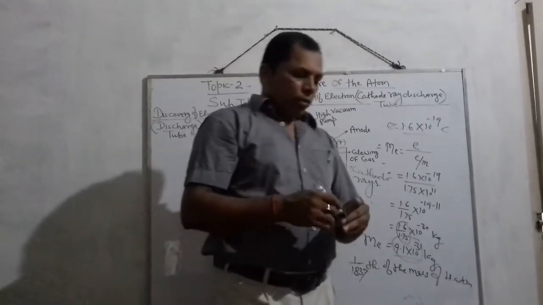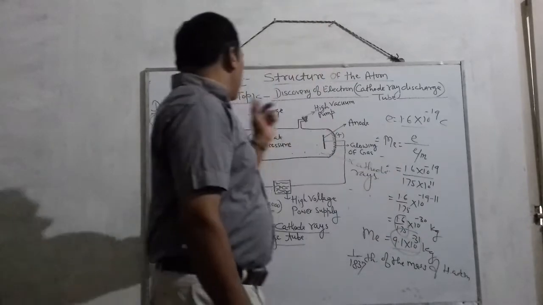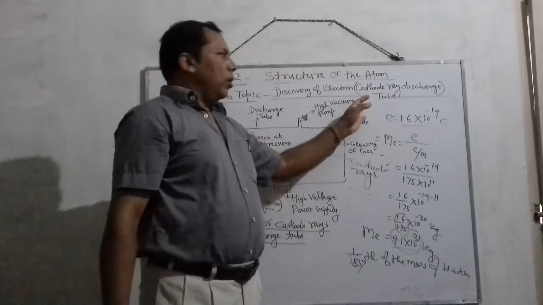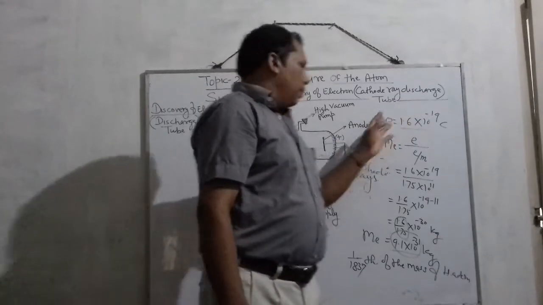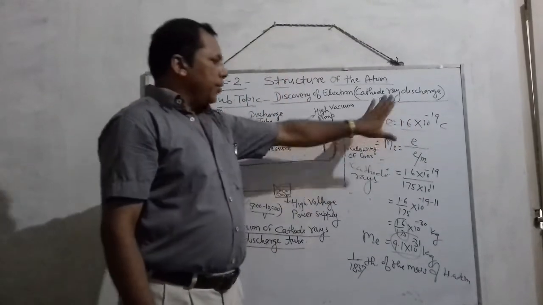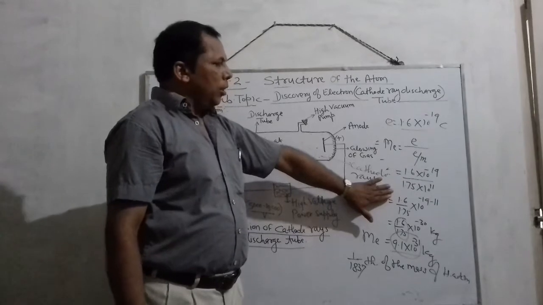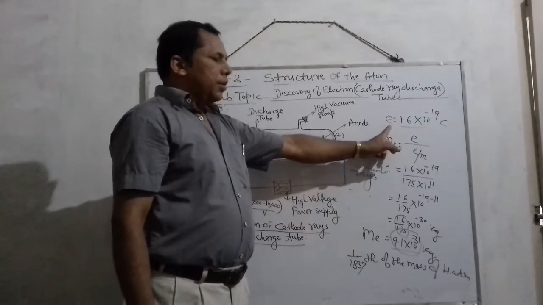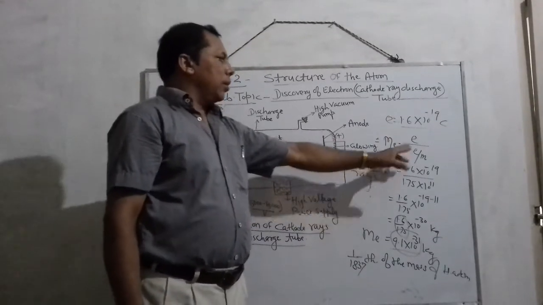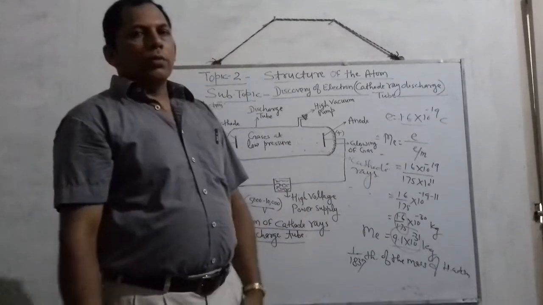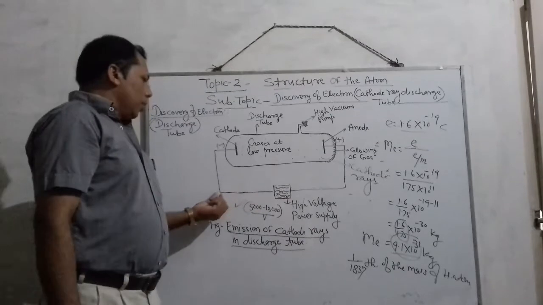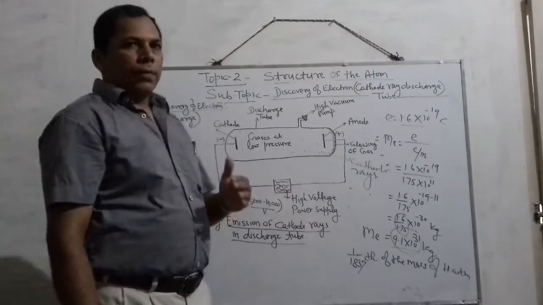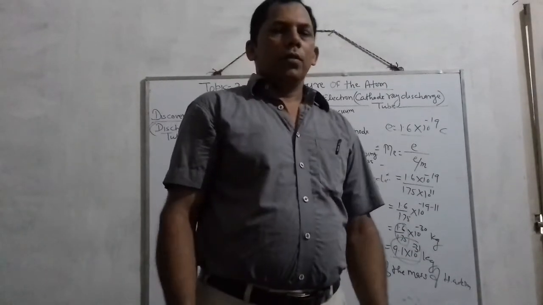Okay children? So this is all about the discovery of the electron and the cathode ray discharge tube. You must remember and know the numerical values of e, the mass of the electron, and the e by m value. That will make it easier for you to find the solution of any question. Okay?